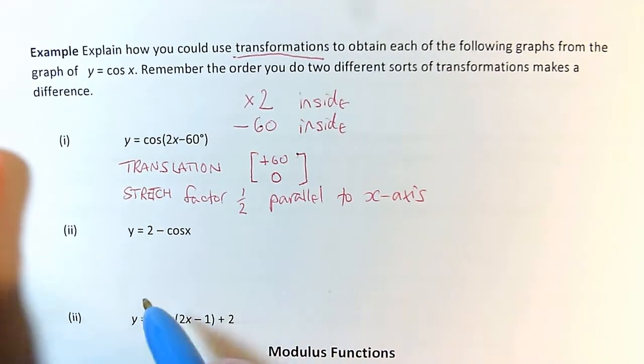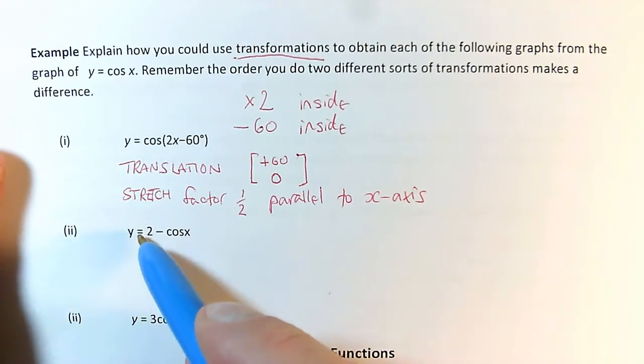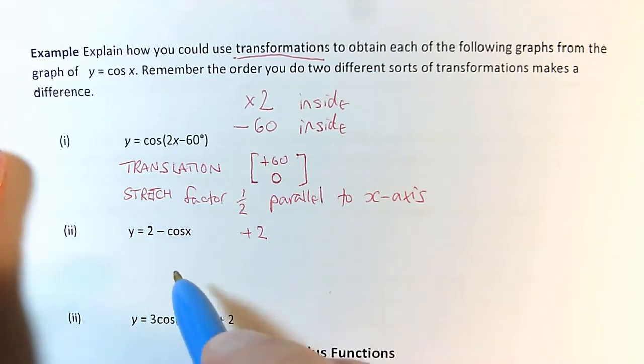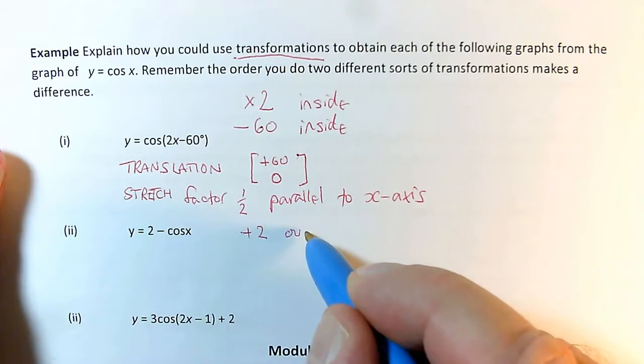So the next one, what am I doing with my numbers? Well, I can see there's a 2. Now, I'm not taking away 2. This is a plus 2. So I've got a plus 2 going on. Is that inside or outside? Well, it's not inside the cos, is it? So this is a plus 2 outside.